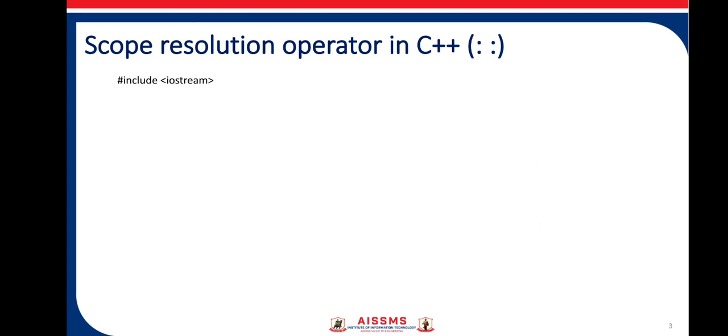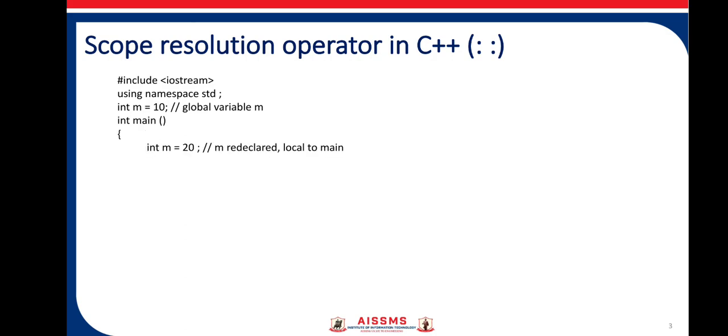Now let us take another example. The same way I am declaring a variable m with value 10. Now inside this main function another variable is declared with the same name. So m is redeclared and initialized to 20. Here this m is local to main function.